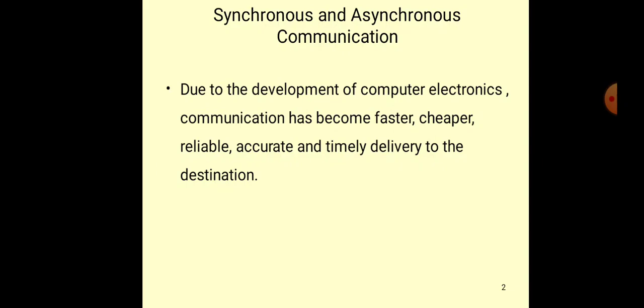So, already we had gone through the difference between analog communication and digital communication. For digital communication, why we are opting is for ease of operation, simplicity, security purpose, and for achieving higher accuracy. This digital communication is developed by using computer electronics, so communication has become faster, cheaper, reliable, accurate, and timely delivery to the destination.